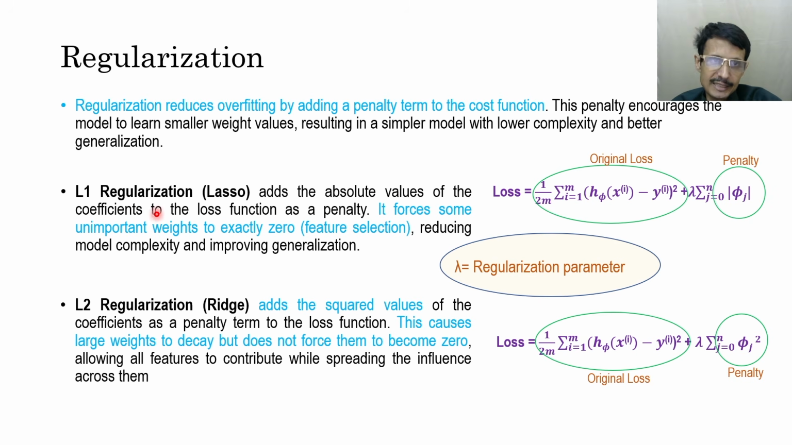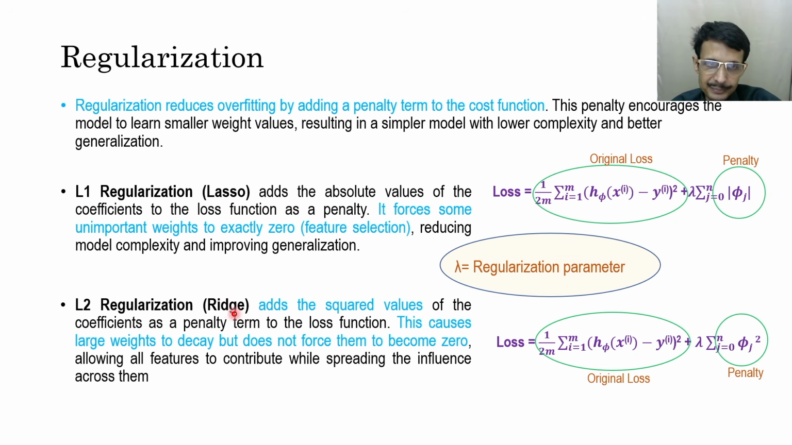Now there are two basic types of regularization. Regularization reduces overfitting by adding a penalty to the cost function. This penalty encourages the model to learn smaller weight values, a simpler model, lower complexity and better generalization. Generally the two types of regularization we find are lasso and ridge. In lasso, the absolute values of the coefficients are added to the original loss function as a penalty. It forces some unimportant weights to exactly zero. So it is basically feature selection: removing some unimportant features, reducing the model complexity and improving performance.